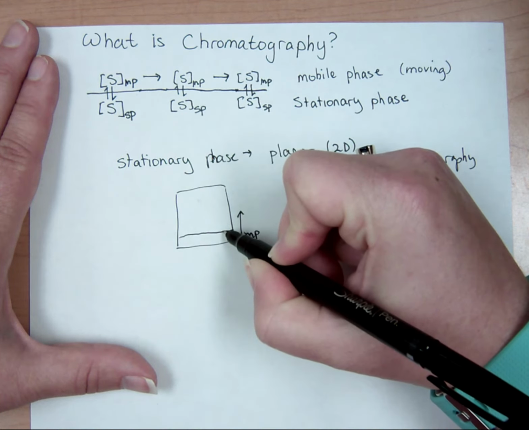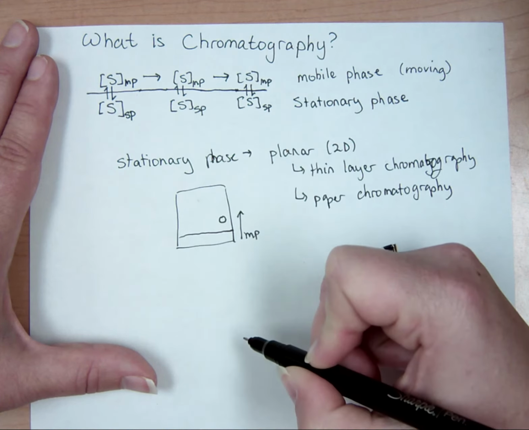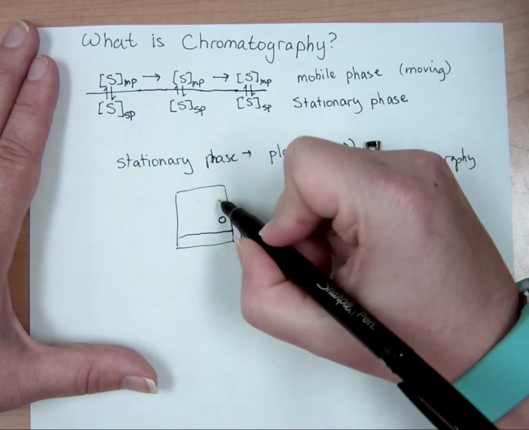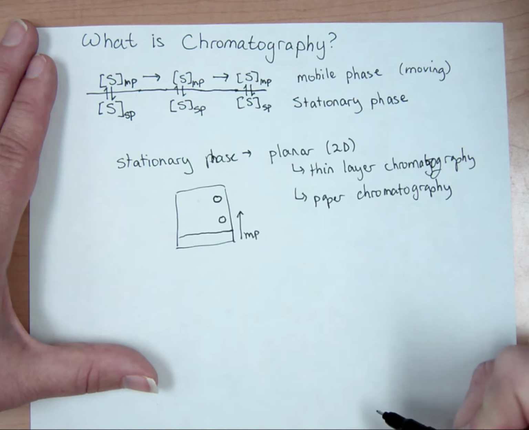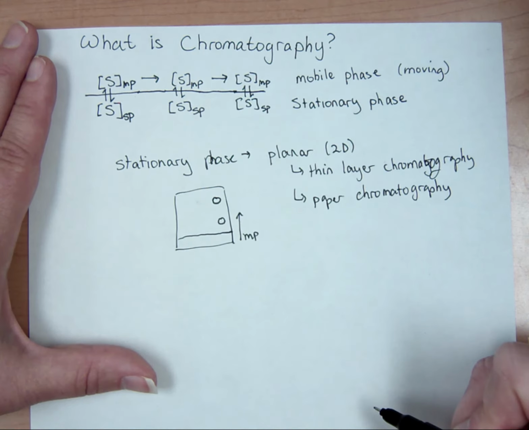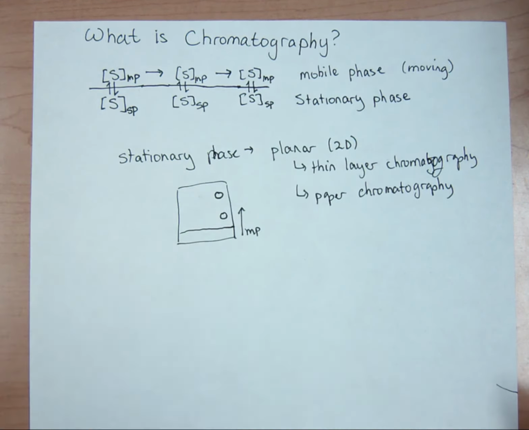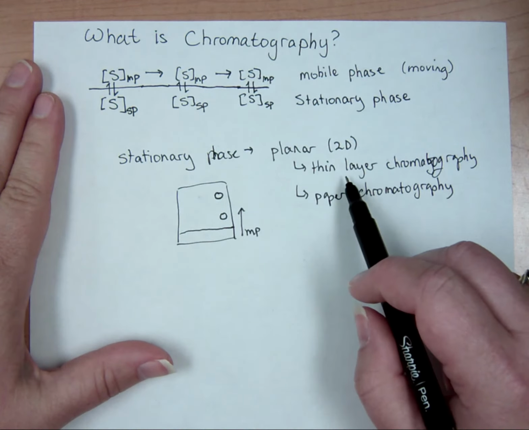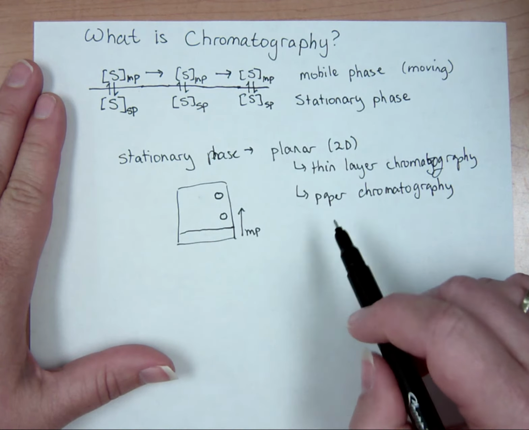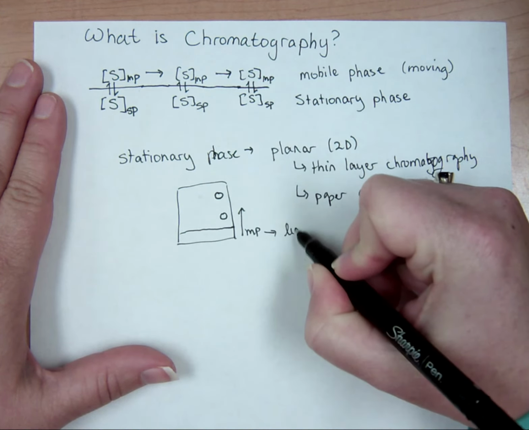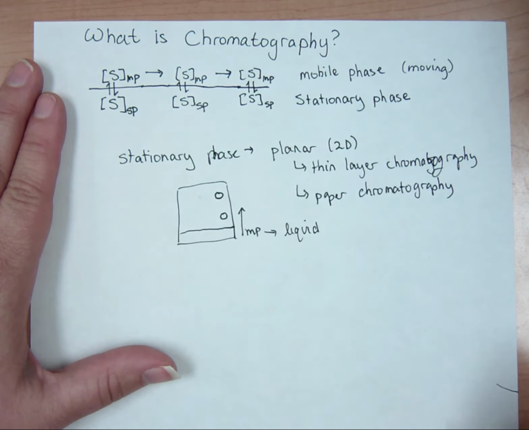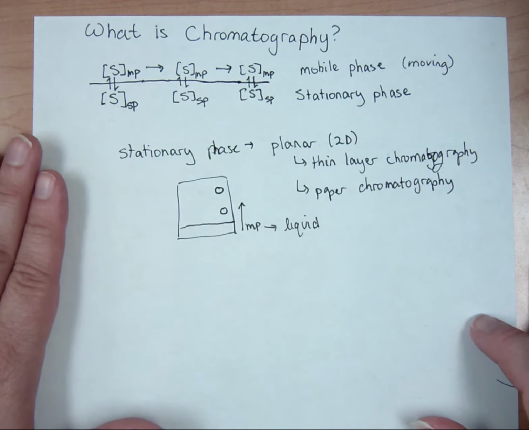They get picked up by the mobile phase, and some are going to move just a little bit because they're really attracted to the stationary phase, and some are going to move much farther because they're more attracted to the mobile phase. And we can visually see this as we look at the results on this two-dimensional planar stationary phase. Now in this case, when we're doing thin layer or paper chromatography, the mobile phase here is a liquid for two-dimensional phases here. But we can do things that aren't two-dimensional.